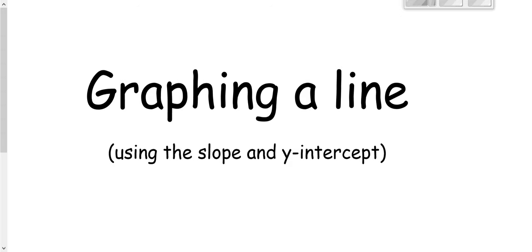In this example, we are going to talk about graphing a line or graphing a linear function. And this time, instead of using a table, we are going to use the slope and the y-intercept. So this time, we are going to be using a little bit of a shortcut. Please know that you can always graph using a table. You can graph any type of function using a table. But today, we're going to show a shorter method.